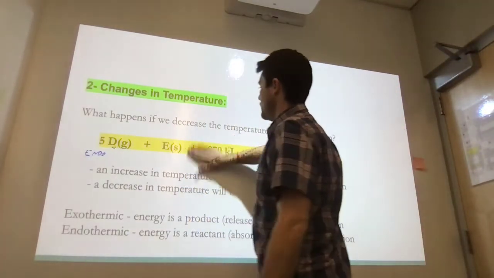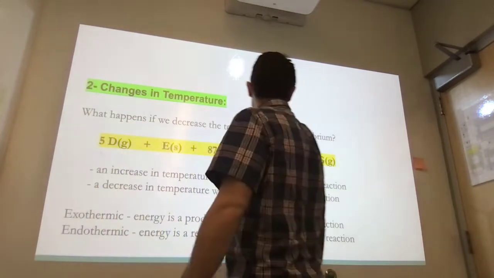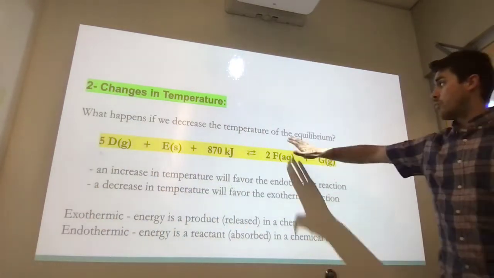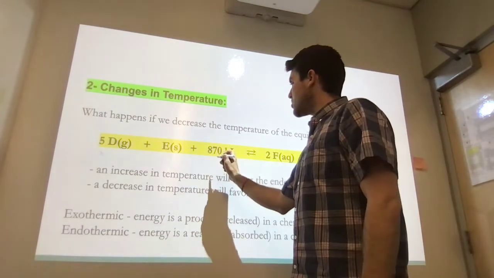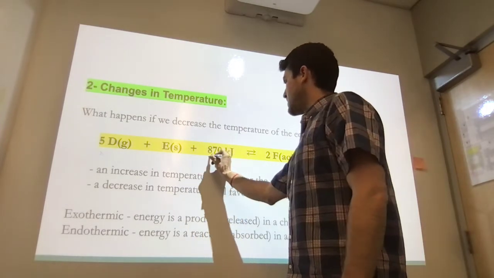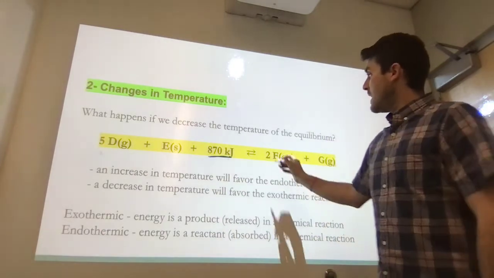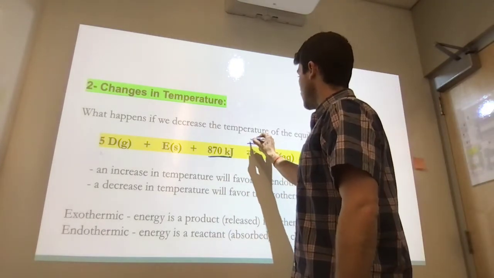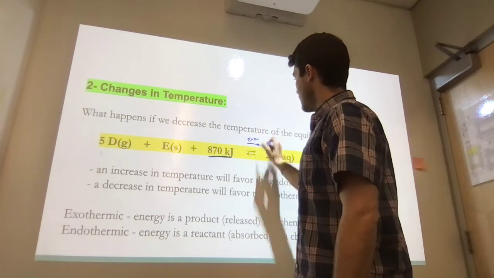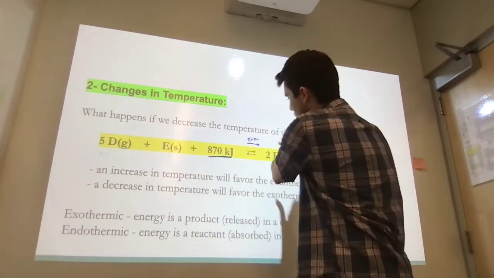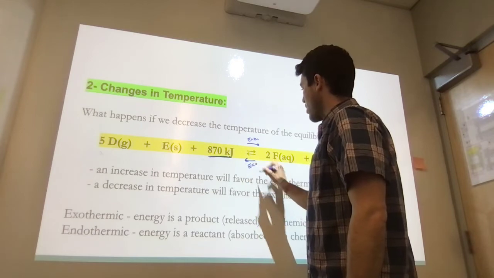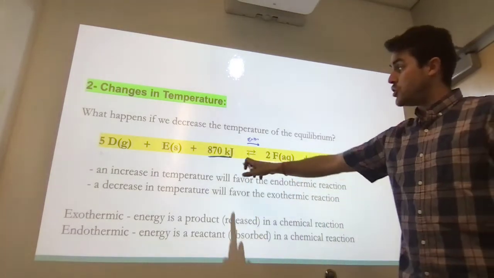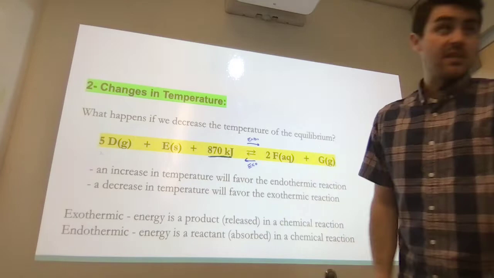We treat temperature just like any other reactant or product in equilibrium. So where is temperature? Temperature is wrapped up here in energy. So this is really my temperature statement right there. So in this case, if I'm going in this direction, my reaction would be endothermic, because it requires energy to move forward. And my reverse direction would be exothermic, because if F reacts with G, it creates 870 kilojoules.